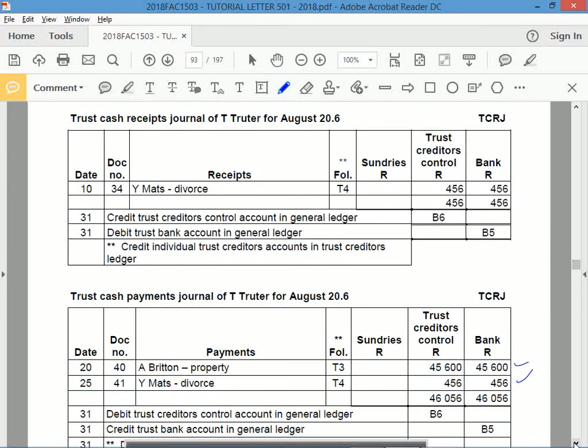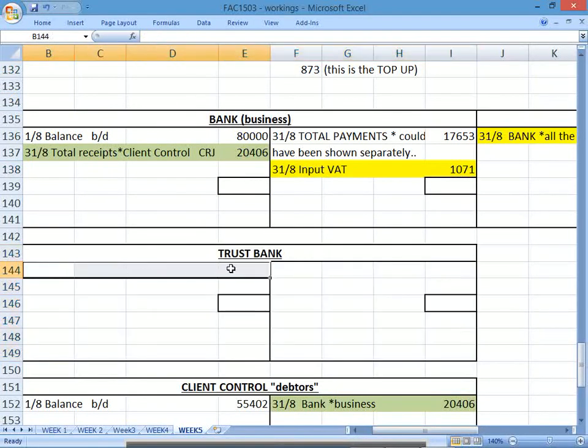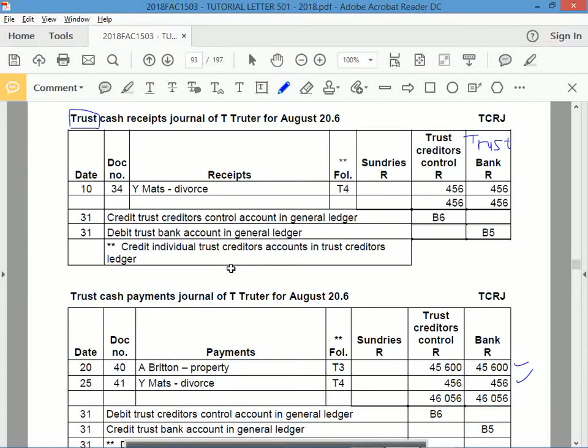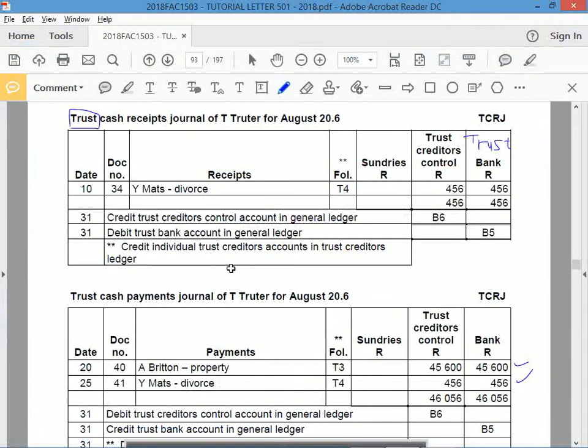What journal? Trust Cash Receipts Journal. So if this is the Trust Cash Receipts Journal, it's going to affect what? The Trust Bank Account. Here they should have written the words Trust Bank Account. You're not debiting bank, you're debiting Trust Bank Account. So am I going to record this on the debit side? Yes. It would have gone here. There was only one, so we can just record it as is. In the Trust Bank account, you would have recorded a debit of 456.